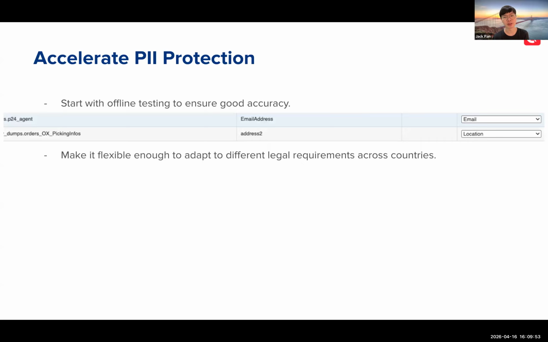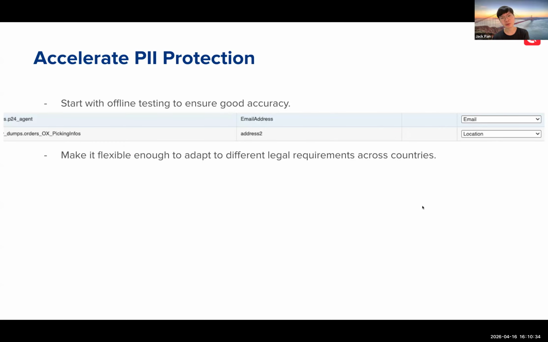offline testing to make sure we have good accuracy, because we were already doing this job manually previously. For example, this email address, we map it into the email collection, and address we map to location. So we have a long list of training data. We can use it to tune the prompt and tune the flow, to make sure it achieves good performance. And yes, we achieved it, and then we used it in our systems.